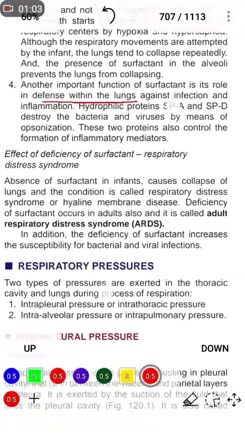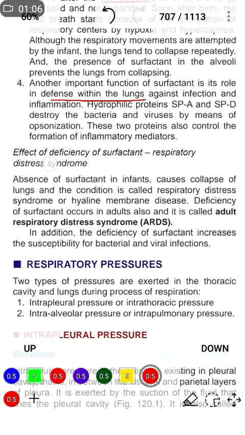So what are the pathological conditions when there is a deficiency of surfactants in a fetus, when it takes the first breath? When there is a deficiency of surfactants, the lungs collapse, and it causes respiratory distress and leads to death of the fetus. In adults, when there is a deficiency of surfactants, it leads to adult respiratory distress syndrome, and a deficiency of surfactants can also increase bacterial and viral infections.